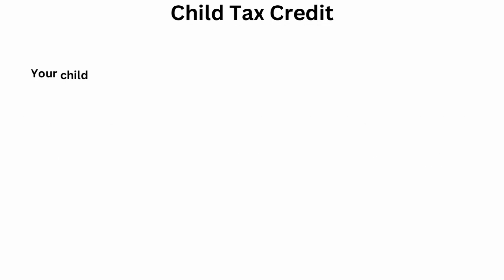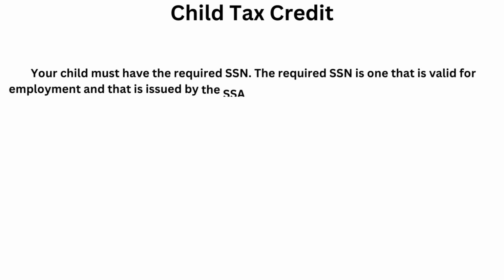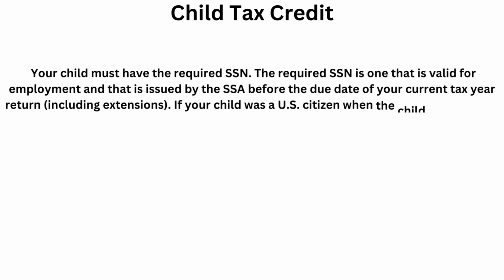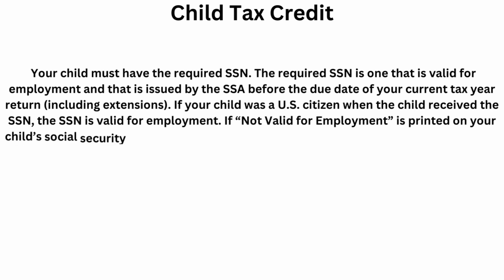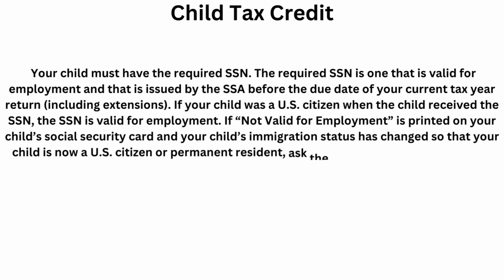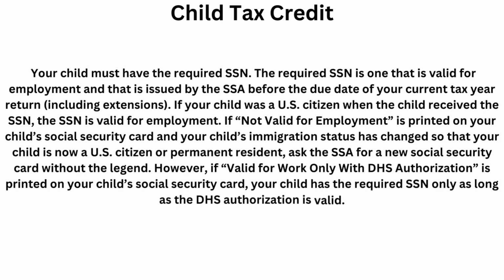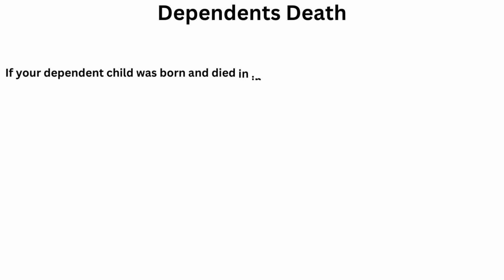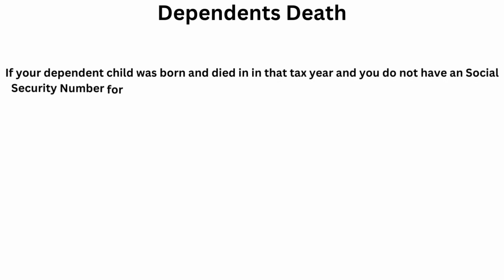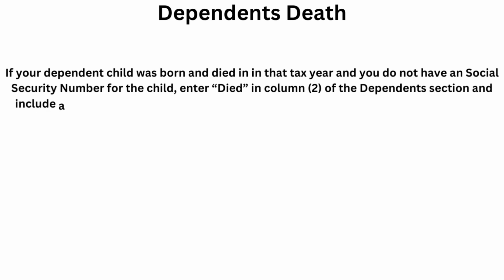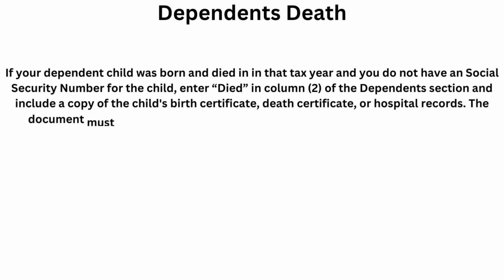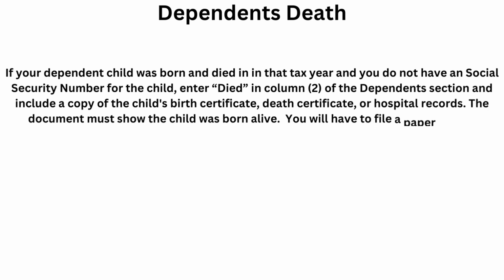Your child must have the required Social Security number, valid for employment. If your child was a U.S. citizen when you received it, it is valid. If "not valid for employment" is on the card, and your child's immigration status has changed, order a new card. If the child was born and died in that tax year, and you do not have a Social Security number for the child, enter "died" in column 2 of the Dependents section, and include a copy of the child's birth and death certificate or hospital records attached to a paper return.